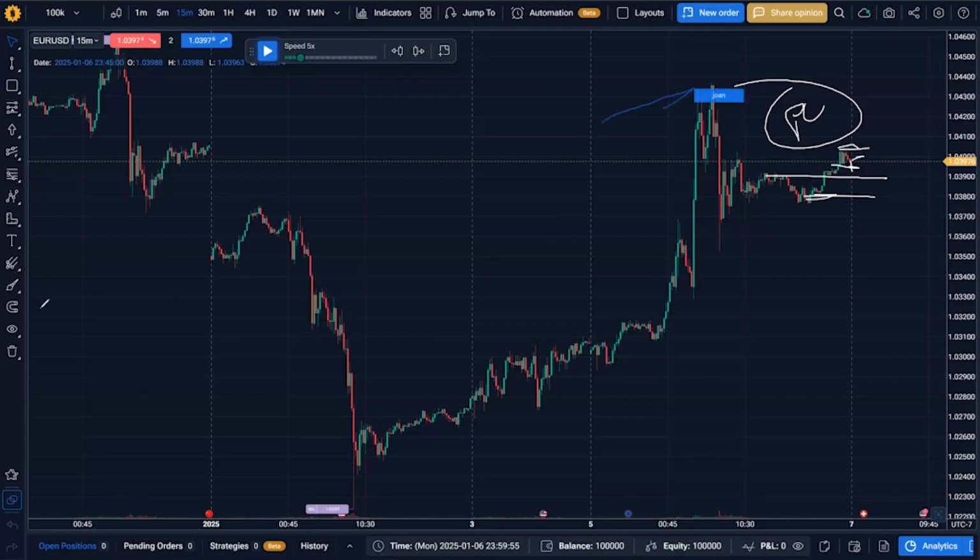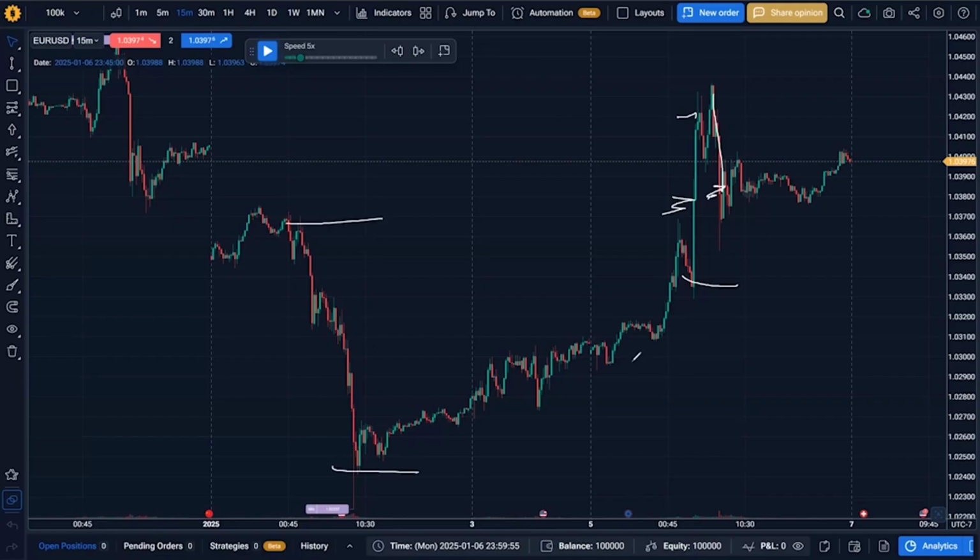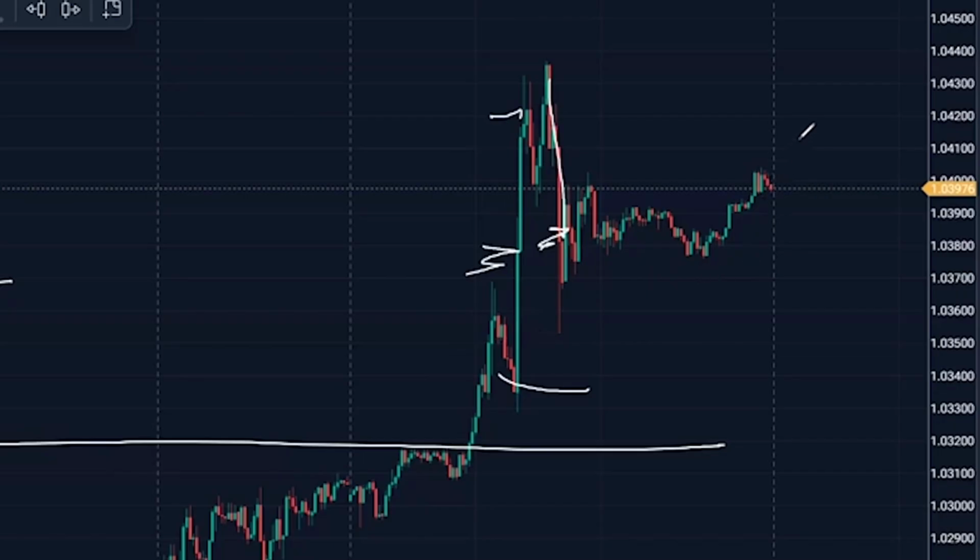So there are a lot of 50s on the chart, but we don't need to concern ourselves about the 50 here because it already hit it. We don't need to concern ourselves about the 50 of this move because it already hit it. All we really need to concern ourselves with is here, so we know what's happening over here.